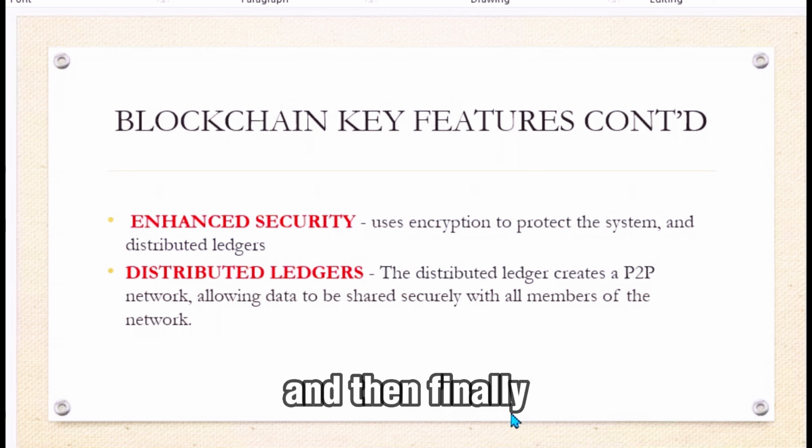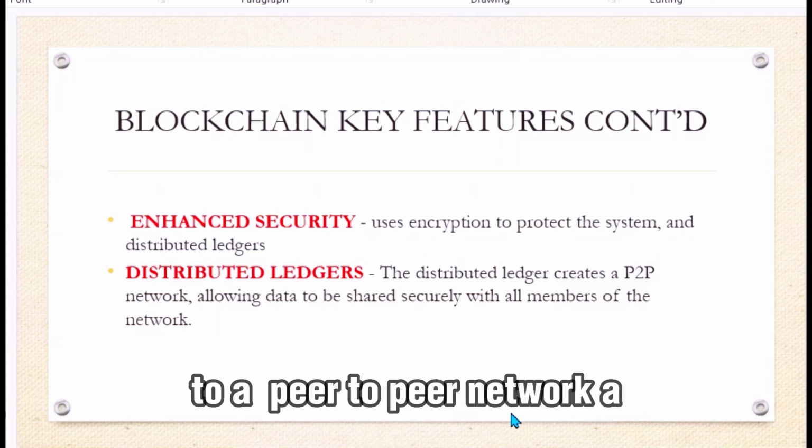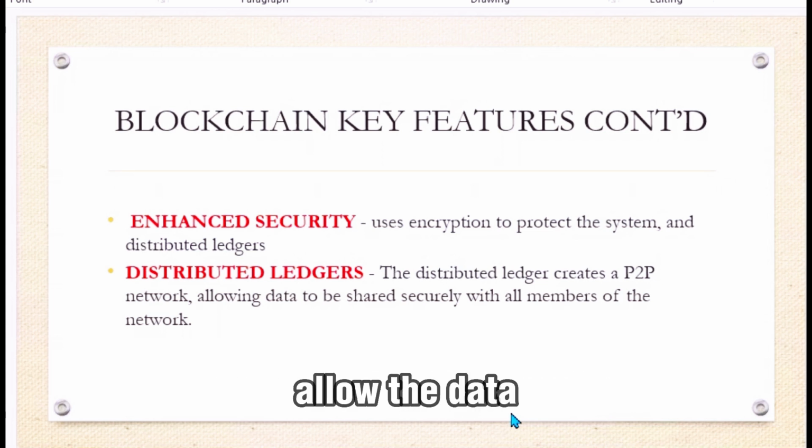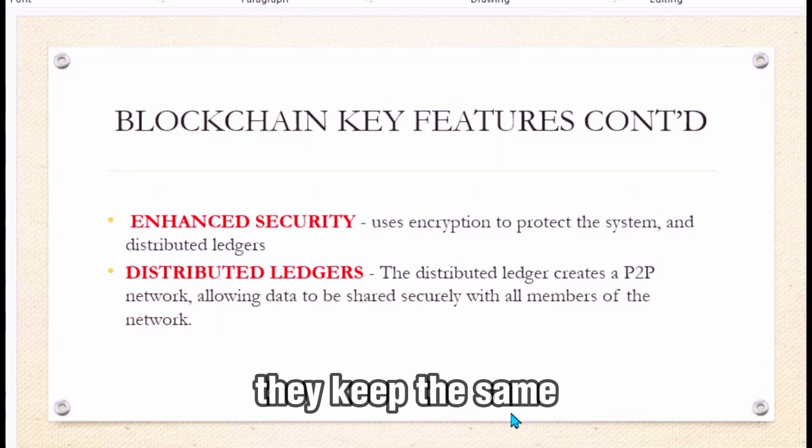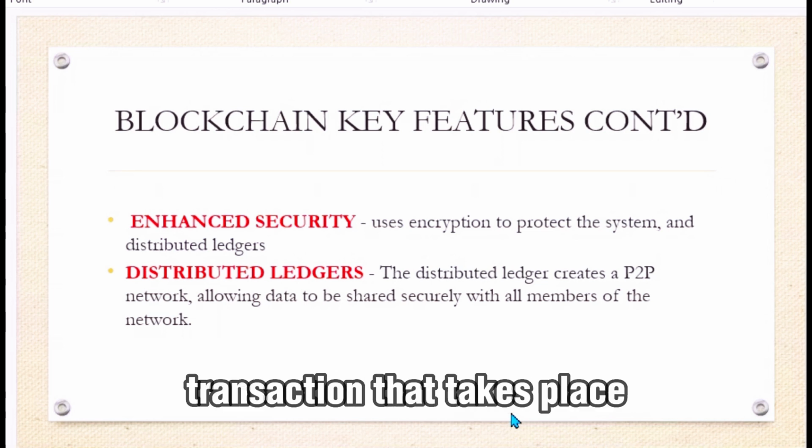And then finally, the distributed ledger system. A distributed ledger creates a peer-to-peer network so that the data is aligned and shared securely with all members of the network. So all members of the network securely keep the same record. They are on the same page about every transaction that takes place.